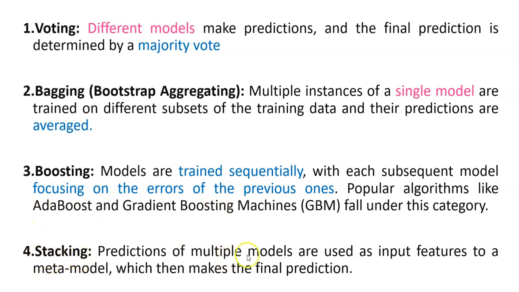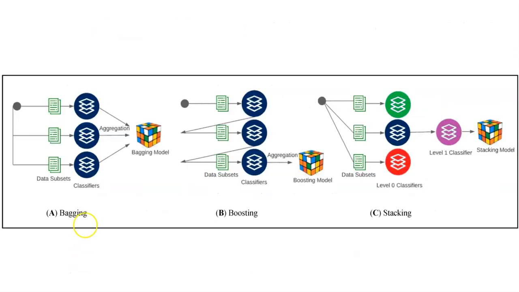And in stacking, similarly, multiple models are used for a prediction. All these multiple model results are given to the meta model, which is considered a superior model, and this meta model then finally makes a prediction. So you could have a better understanding on seeing this diagram.